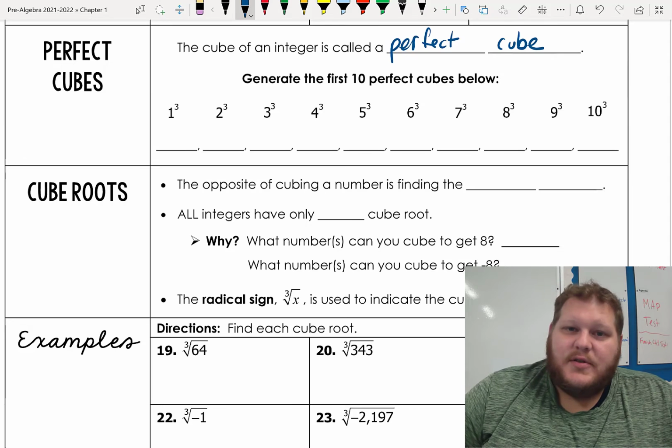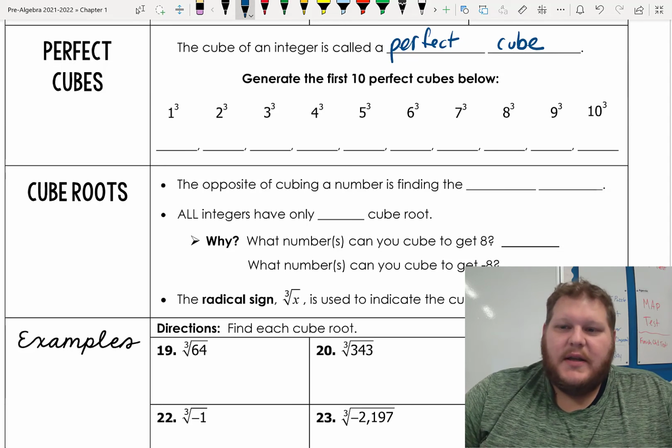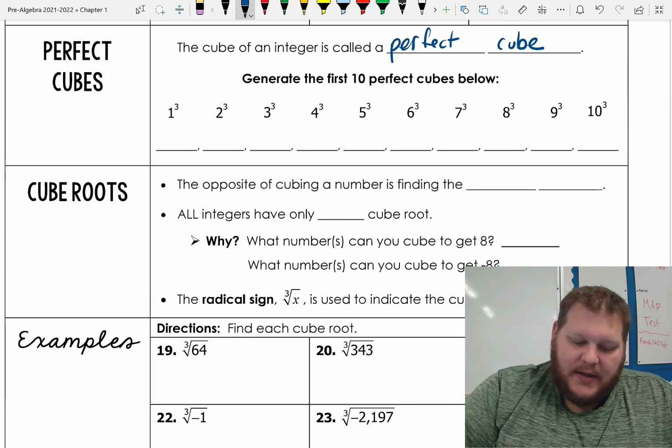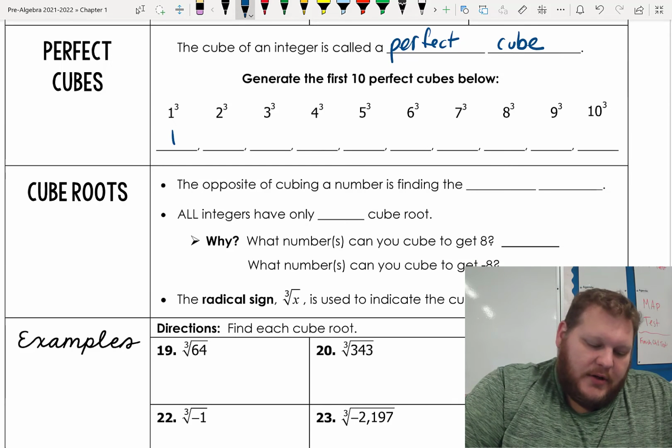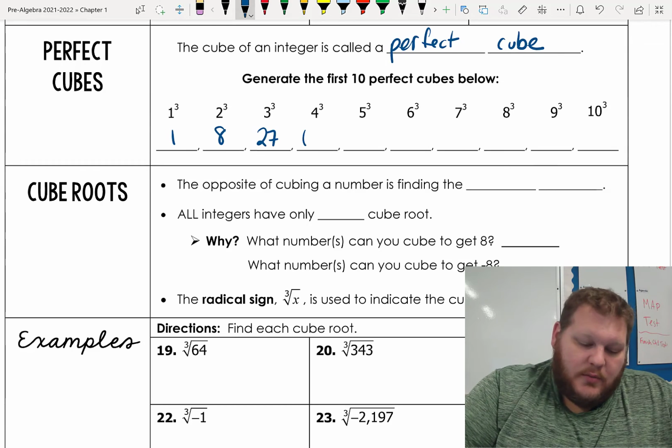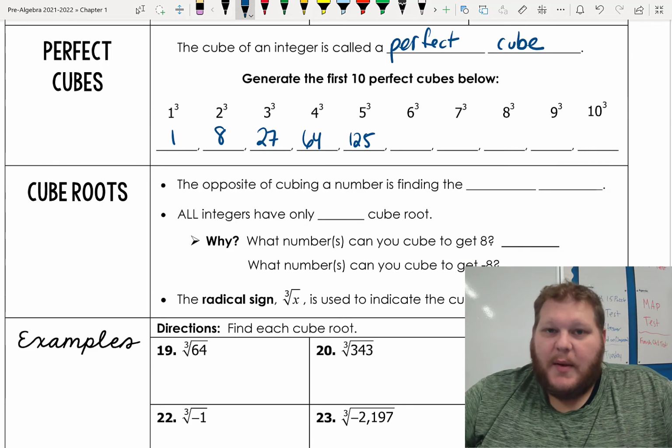Same idea as square roots and perfect squares. It's just some number to the third power gives us whatever this number is in my list. So 1 to the third power is 1, 2 cubed is 8, 3 cubed is 27, 4 cubed is 64. And I'm just going to go ahead and fill in my list here with all my perfect cubes.